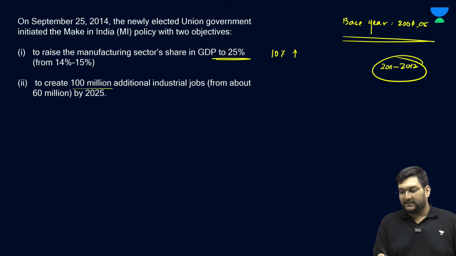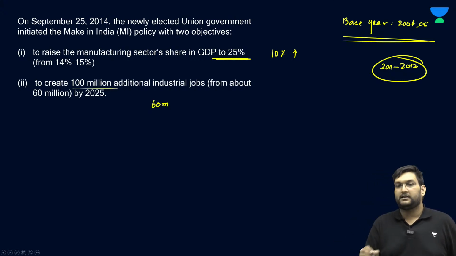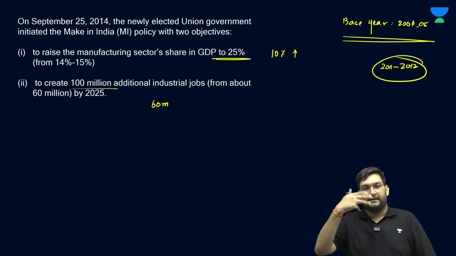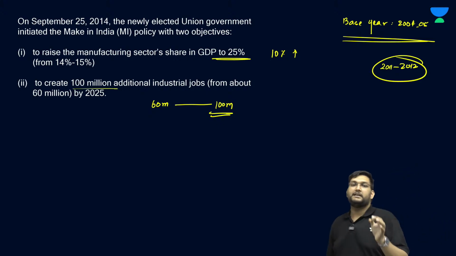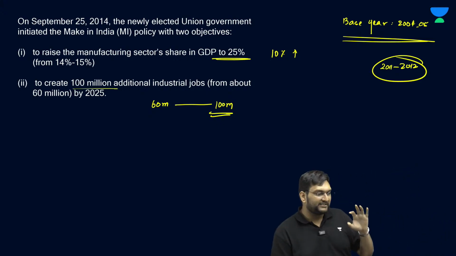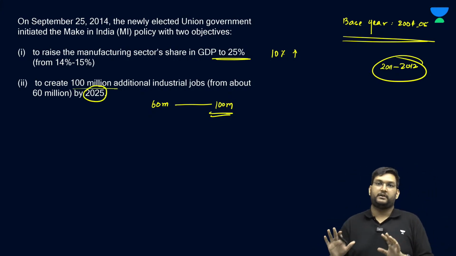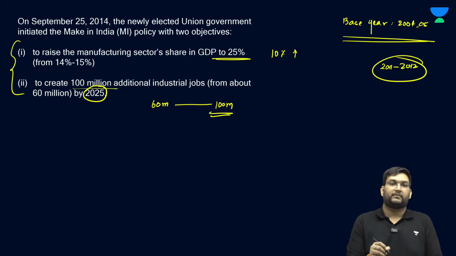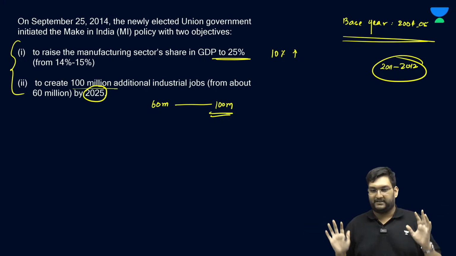Thereafter it also said that it wants to create additional jobs: from about 60 million people who are engaged in industrial jobs, make it 100 million. So, to create 100 million jobs from about 60 million, which automatically would have got created by 2025. So 2025 is next year. Now, Make in India has always been a very important flagship program of the government.